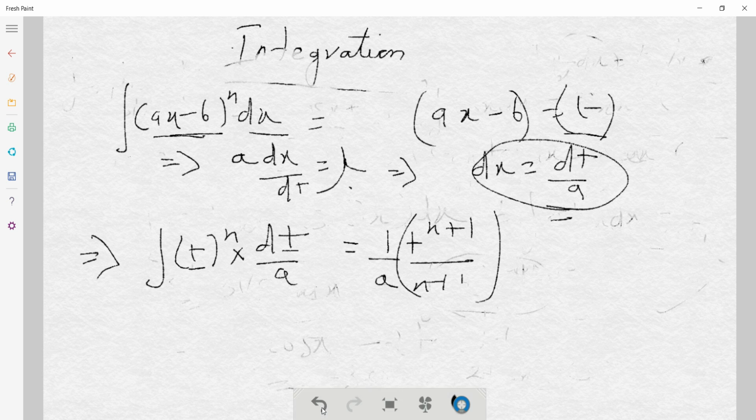Times a plus c, right? Because you remember just now we talked about the formulas, x to the power n, so exactly what I did, plus c, and a is there, right? So now what we're going to do, we're going to replace the t back with this one. So we're going to do 1 to the power a, 1 by a, so we're going to go ax minus b.